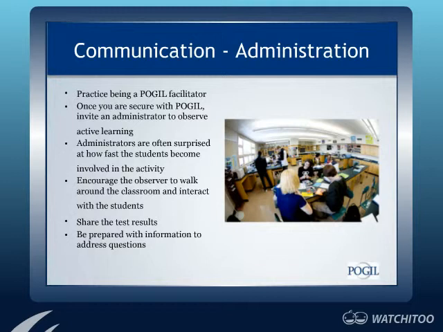So now I want to go on to not just communicating with the parents, but communicating with administrators. And before you might invite an administrator into your classroom, I would practice what it is to be a POGIL facilitator, and you can learn to be one through attending a workshop, which is where I first learned about POGIL about 6 years ago.